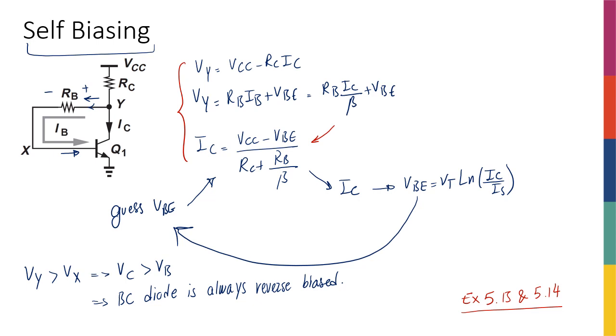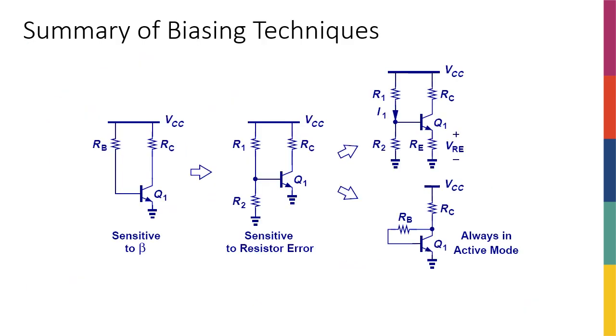So one interesting property of the circuit is that you don't really have to verify that your circuit is indeed in the forward active region. You can always be sure that you are in the forward active region, and basically this circuit is saturation proof. Just a quick summary of all the biasing circuits that we've seen.